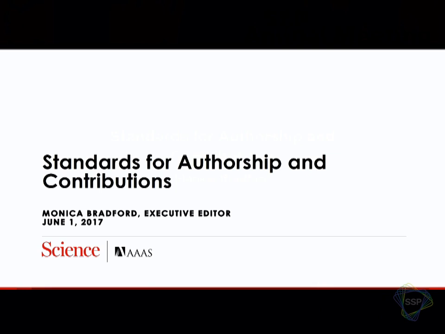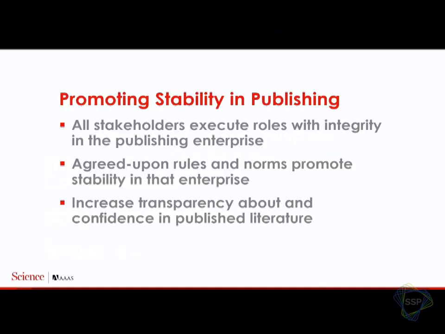and just recently the National Academy of Sciences decided to look into this or to try to come up with some standards. And I think it's important to note that how this ties into data and open data and many of the things we've talked about is that in order to promote integrity and stability in publishing, it's really important that all stakeholders are clear on their roles and that you have some agreed upon rules and norms, which helps the enterprise remain stable and consistent, and that we increase transparency about and confidence in the published literature. And there's been a lot of talk about that recently.